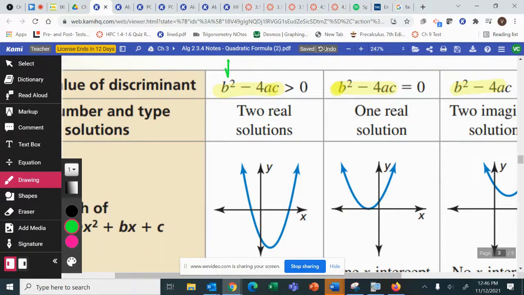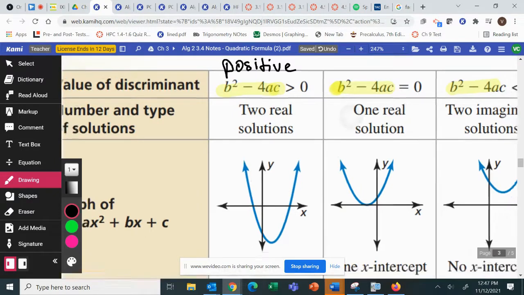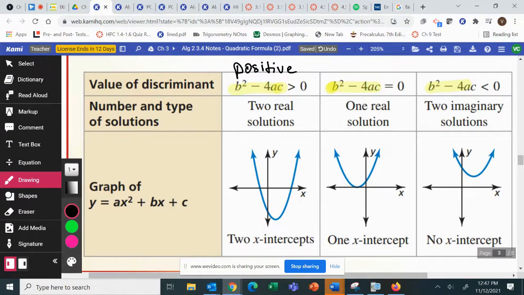So these are the positive numbers. If the discriminant is a positive number, then we can say that we have 2 real solutions to that equation. If I were to graph that equation, if I were to look at it as y equals instead of equals 0, on the graph, we would have 2 x-intercepts.